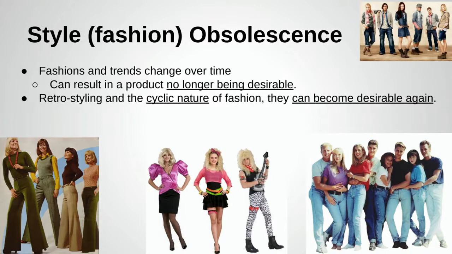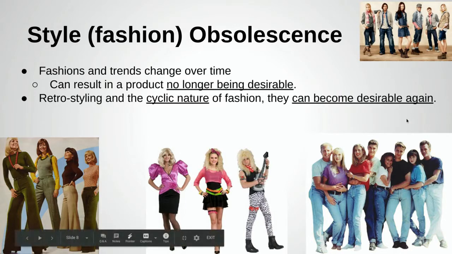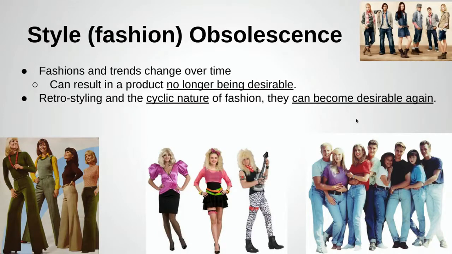Style obsolescence, also known as fashion. Fashions and trends can change over time, which can result in a product no longer being desirable. Retro styling and the cyclic nature of fashion mean things can become desirable again. So we look at some of these designs, 60s, 70s, Beverly Hills 90210, and although some of these fashions come into style, they tend to then go out of style. And later on, they might come back into style.